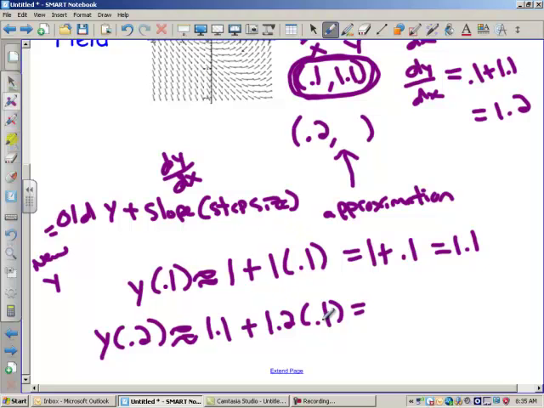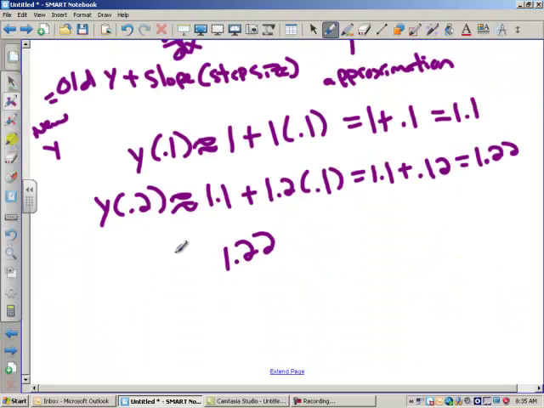Alright, so what is 1.2 times 0.1? Well, don't we just move this decimal over one place if we have a 0.1 here? We're going to move this over. So this is going to be 1.1 plus 0.12. That just makes sense. Multiplying by 1/10 just moves it over 1, which gives me an answer of 1.22. That is my approximation. That is the answer to Euler's method, 1.22. And I'm going to say that y of 0.2 is approximately equal to 1.22.